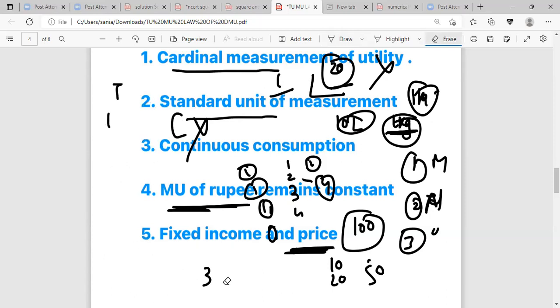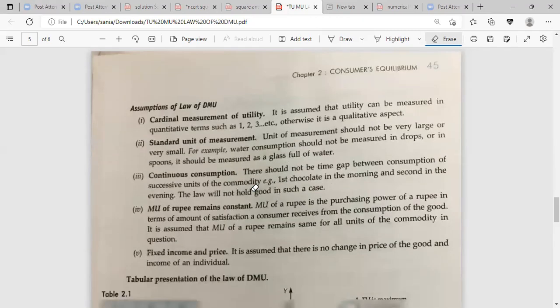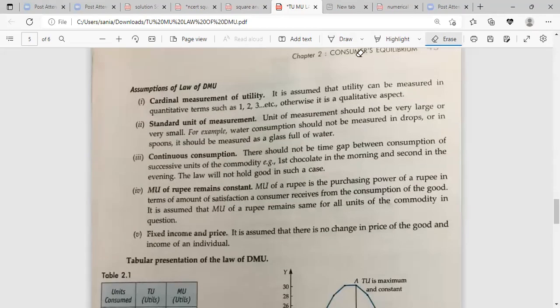So these are basically the assumptions which we made before drawing the law of DMU. So let's just start. The first one is cardinal measurement of utility. It is assumed that utility can be measured in quantitative terms such as 1, 2, 3, like this. Okay. A second, standard unit of measurement.